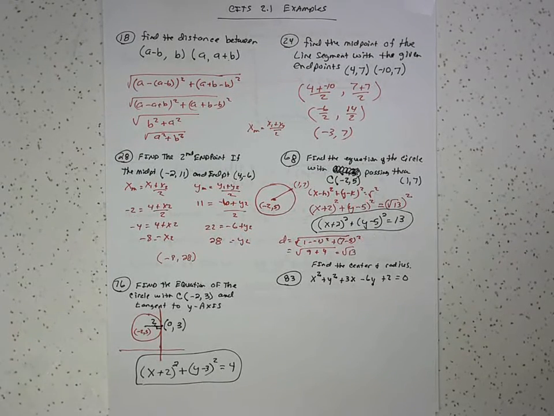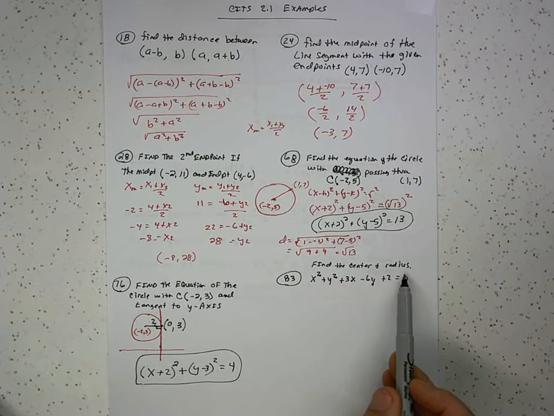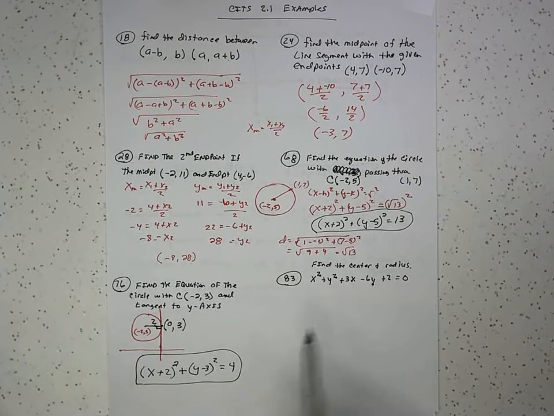Now, last one. Last one wants us to find the center and radius of the circle given just the general form of the circle. Okay, it's not the graphing form. We call this one graphing form. This is the general form.